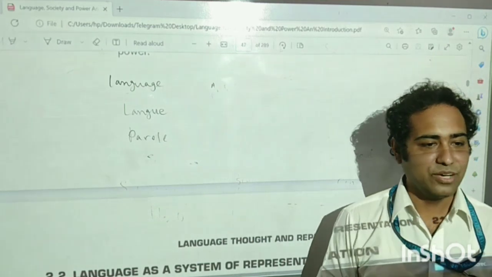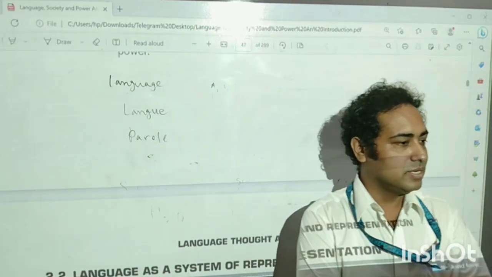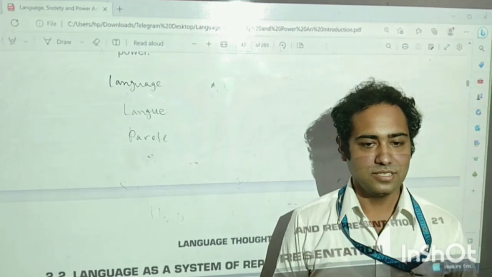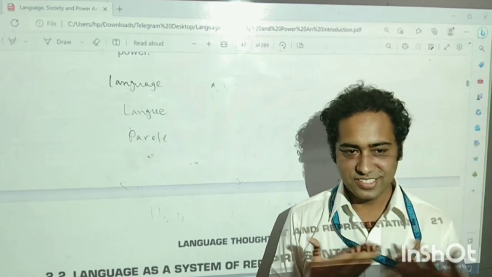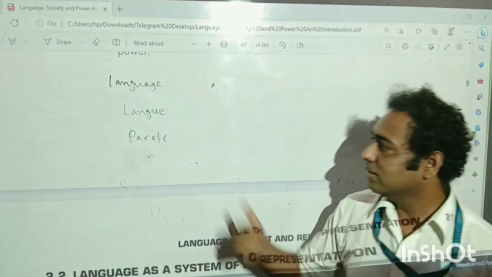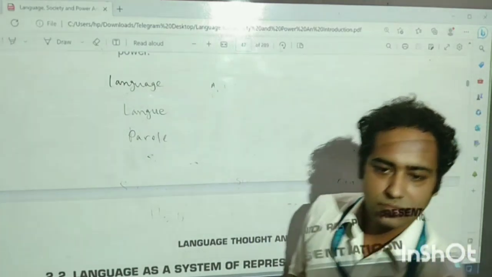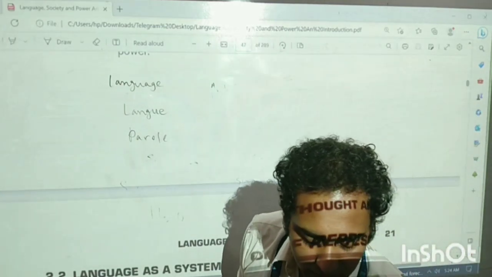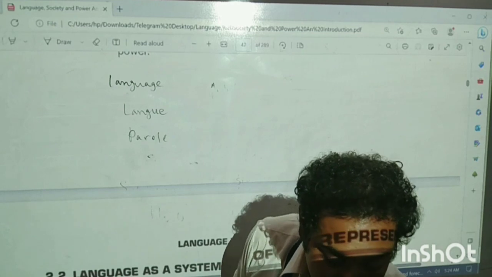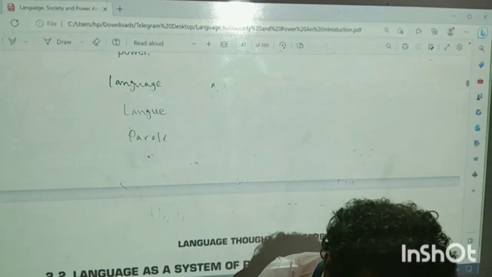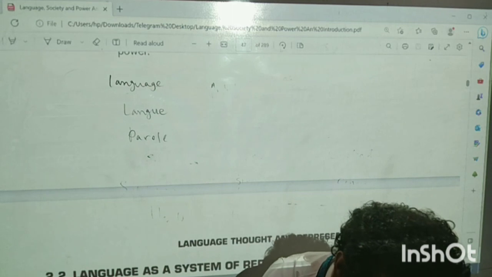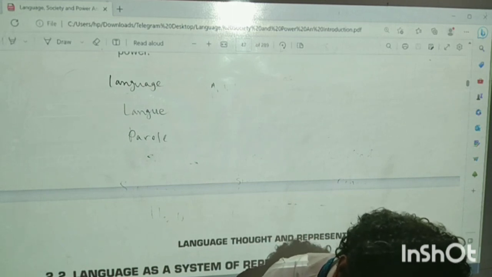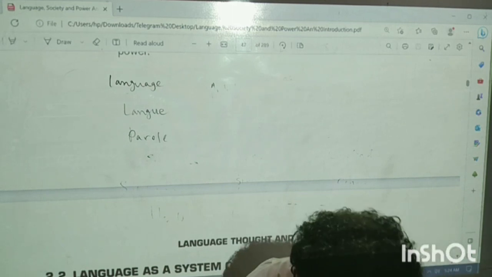So what is language? I already told you: representation of reality. It's not my definition from the text. What is language? It's very interesting. Let me take a look at it, because you have to provide information from the authentic sources. Yes, please write it down.